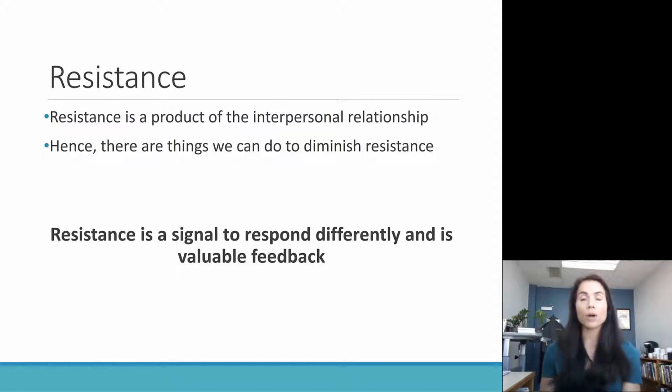So likely when you utilize MI technique, there's going to be a moment where you feel a little resistance between your client and you. And when that happens, you need to pause and reflect and think, what can I do differently as a coach so that they aren't reacting in this kind of resistance way? Okay, so it's valuable feedback, and it's something that you need to take seriously and change in how you are interacting with your client.